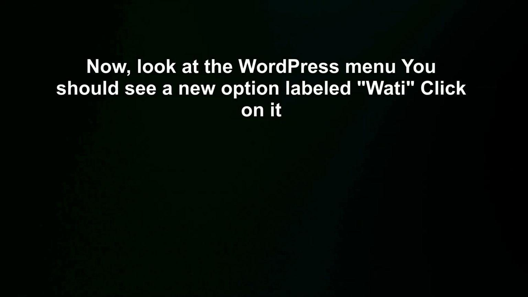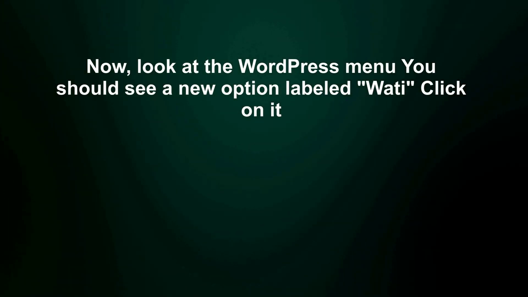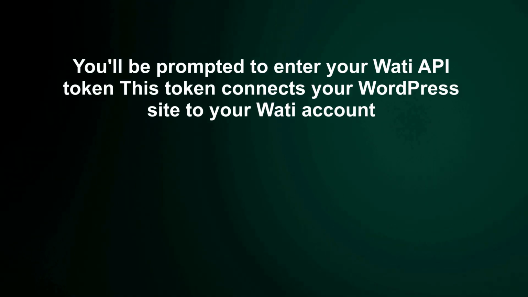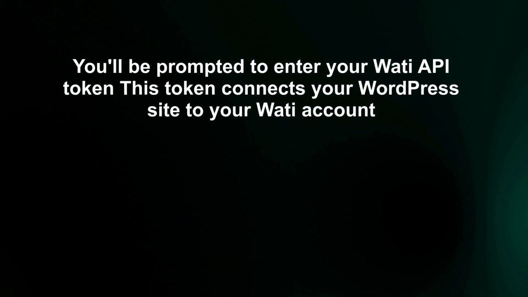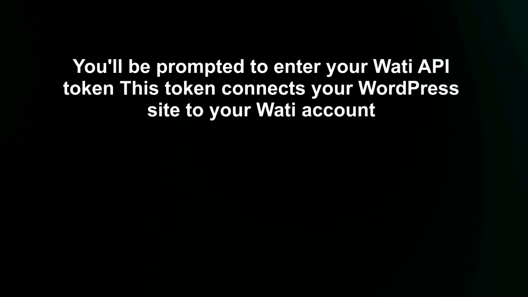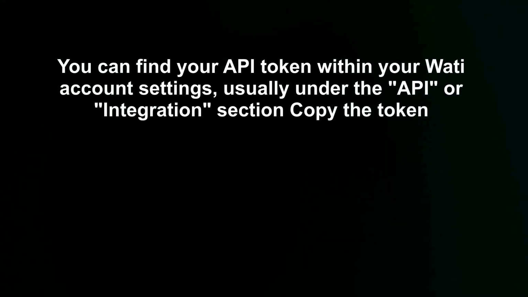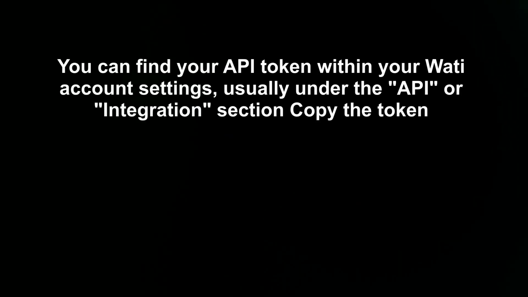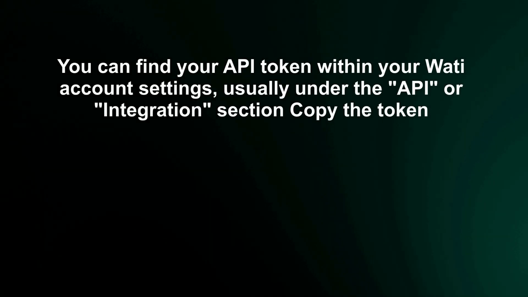Now, look at the WordPress menu. You should see a new option labeled Wati. Click on it. You'll be prompted to enter your Wati API token. This token connects your WordPress site to your Wati account. You can find your API token within your Wati account settings, usually under the API or integration section.